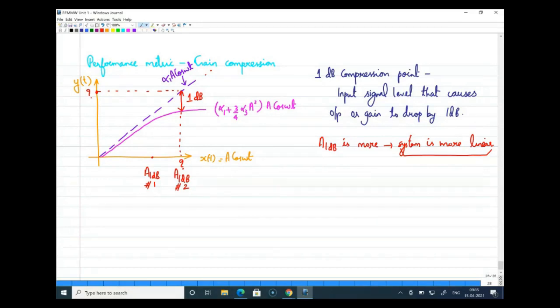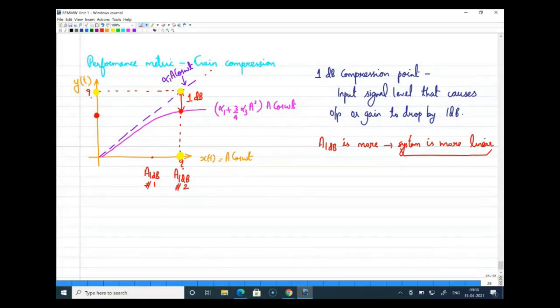How is it measured? You can see that I am actually considering this point. At this point, the actual linear system should provide this much output. You can see that, right? Now, because of non-linearity at this input, your system response is only this much.